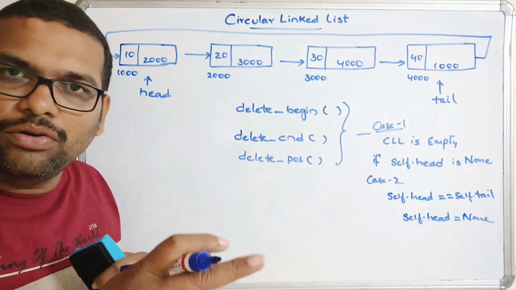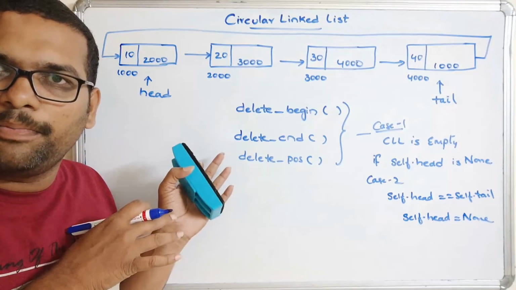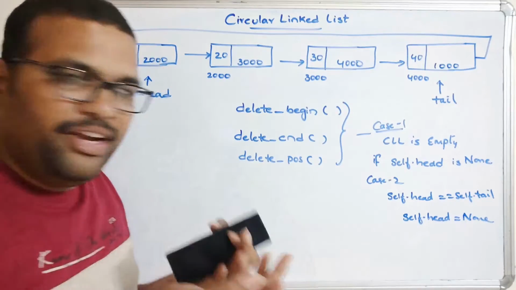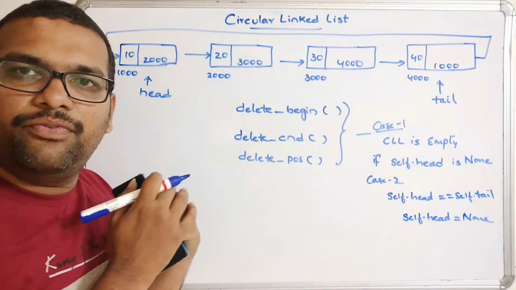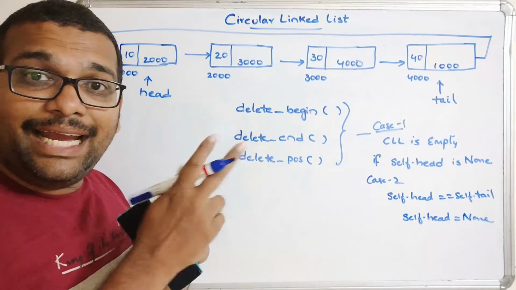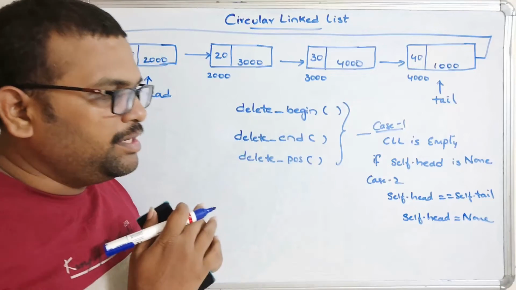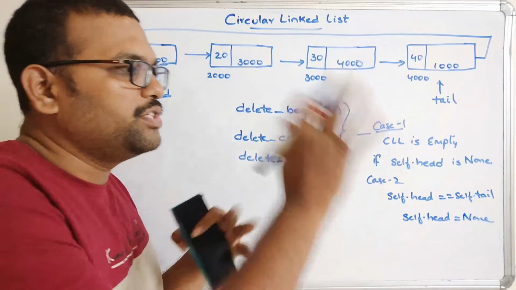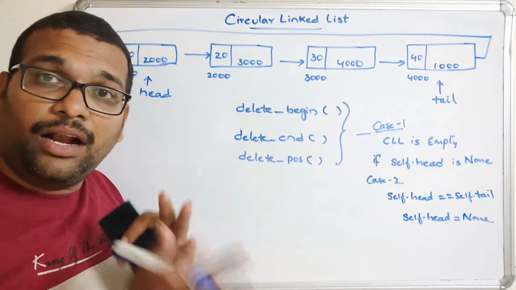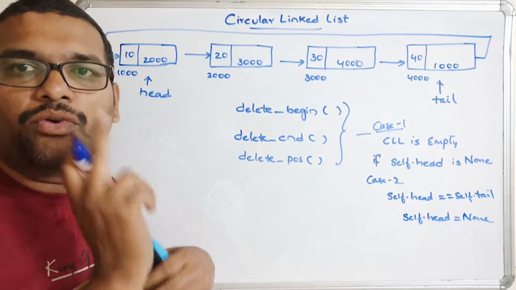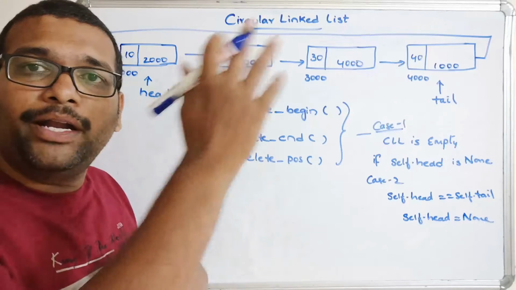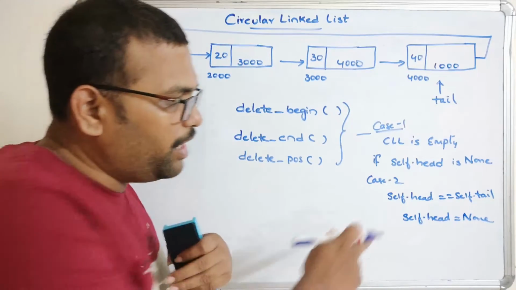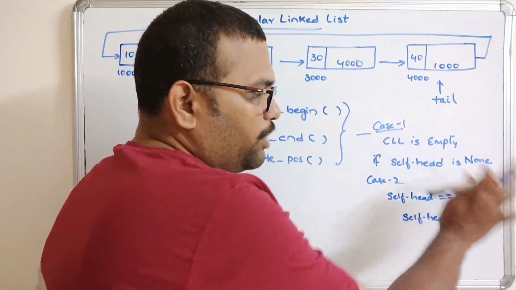So the first case is 0 nodes. If it is 0 nodes, we can't perform the deletion operation, so when it is empty, self.head is None, and that we need to check first. Second thing, self.head is equal to self.tail. That means there are nodes in the circular linked list but only one node. If there is only one node, the head and tail will be pointing towards the same node. That's why we have to check this.